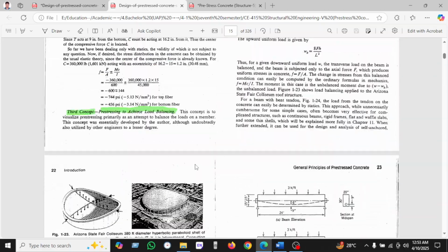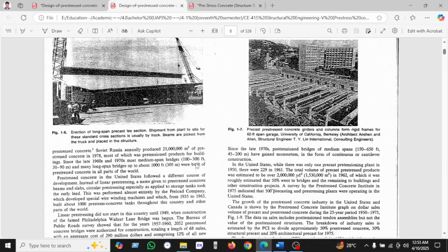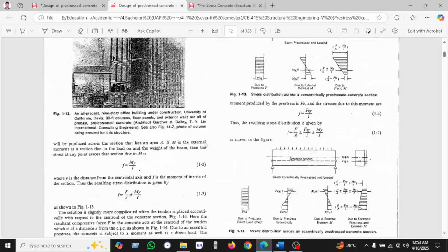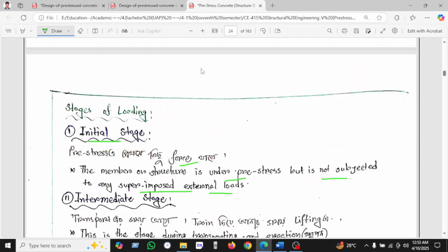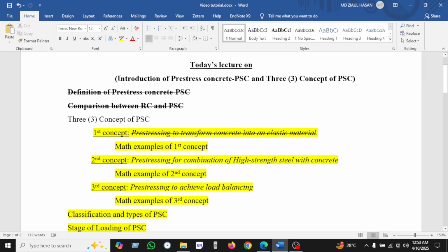All the concepts and all the parameters are given here. Okay, so I hope that today's lecture was in depth and you can understand everything. And now the summary.